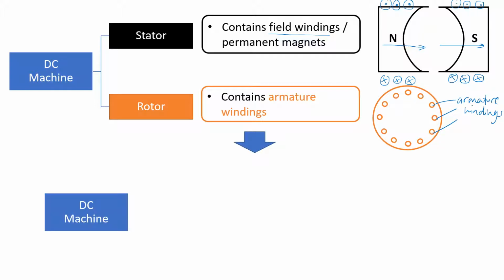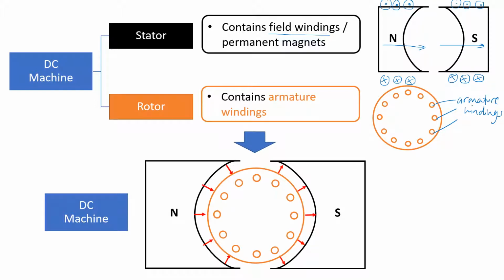Putting these two components together, you'd get the full DC machine, which looks something like this. And as I mentioned before, the stator would produce the main magnetic field, which is shown by these red arrows. As we've discussed previously, the magnetic field would cross the air gap at the shortest possible path, and that would mean it will cross the air gap perpendicular to the pole surface.